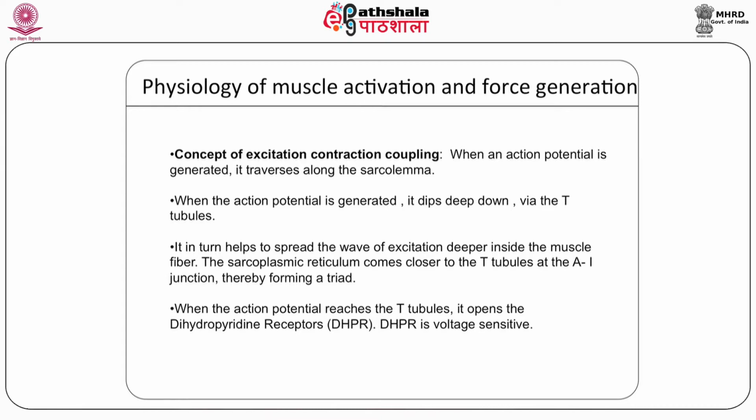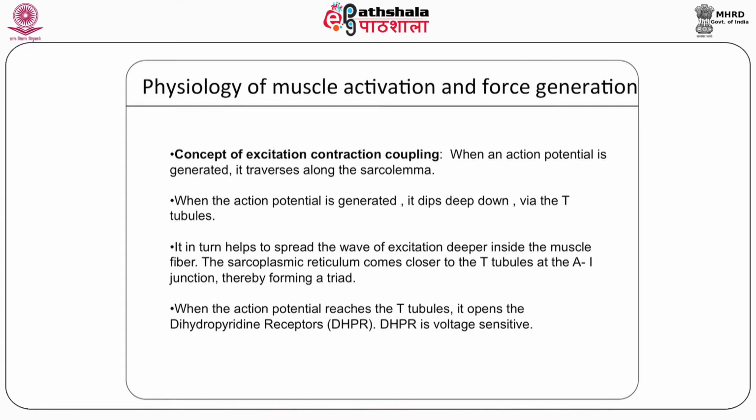Now, let us see. When an action potential is generated, it traverses along the sarcolemma, and as we have studied earlier, the sarcolemma invaginates deep inside the muscle fiber in the form of T-tubules. So, when the action potential is generated, it dips down deep inside via the T-tubules. It in turn helps to spread the wave of excitation deeper inside the muscle fiber. The sarcoplasmic reticulum comes closer to the T-tubules at the AI junction, thereby forming a triad. When the action potential reaches the T-tubule, it opens the DHPR receptors, that is, the dihydropyridine receptors. The DHPR is voltage sensitive.